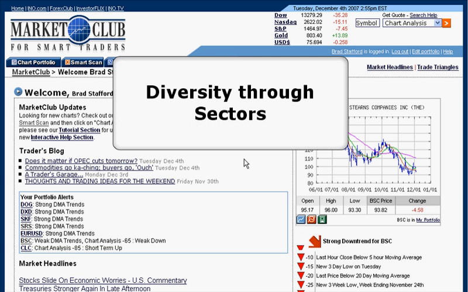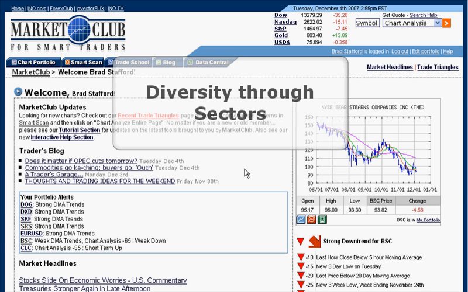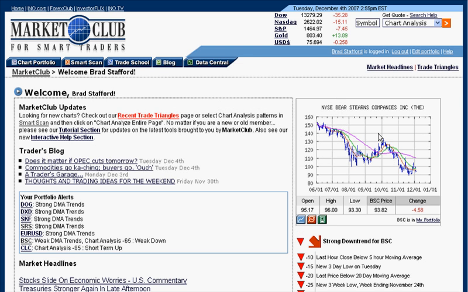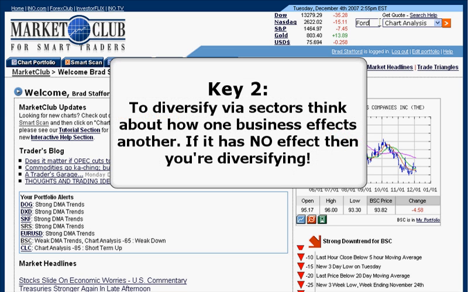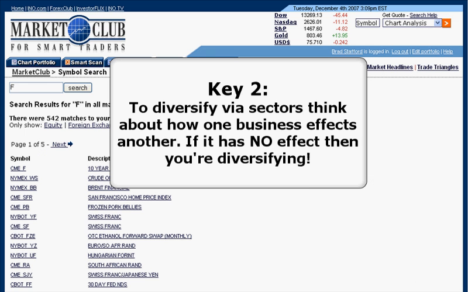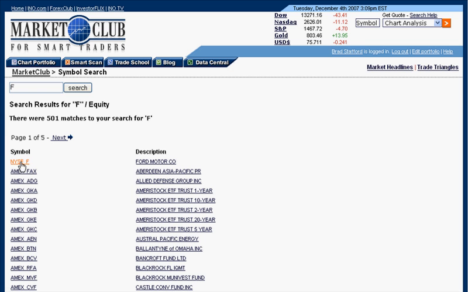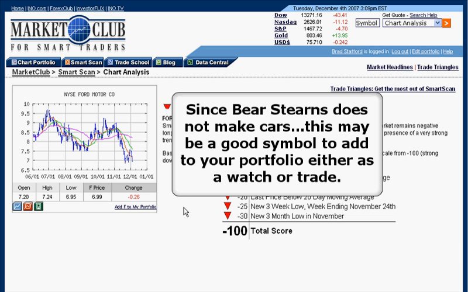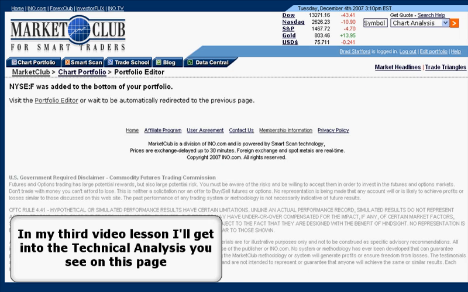When I speak of sectors, I speak of specific sectors within stocks, for example. Let's say we're looking at Bear Stearns Company. This would be considered a financial company that would fall into diversifying in a non-correlating market. Might be Ford. So what I'm going to do is just do a search for Ford, bring up the chart analysis. It's going to bring up all of the matches, and I'm looking for Ford Motor Company. Here it is at the top. And so as Ford Motor Company really has not much to do with the financial sector, it might be a symbol that I want to add to my portfolio.